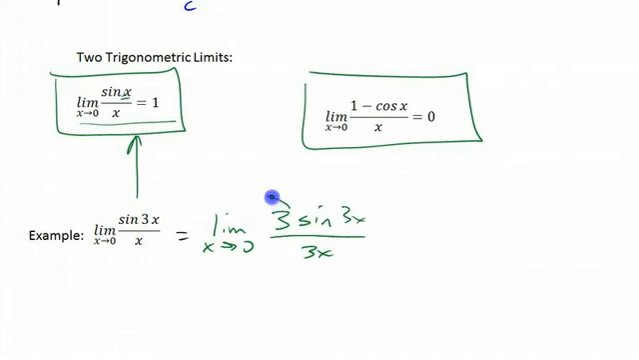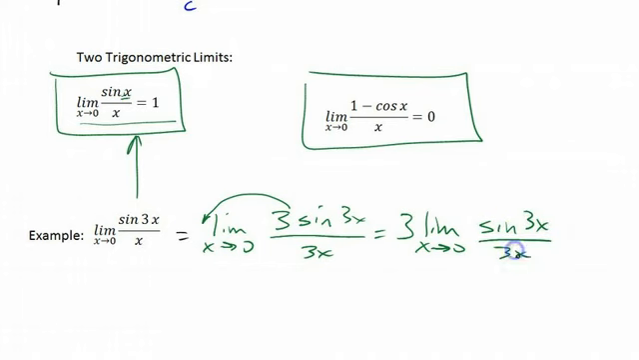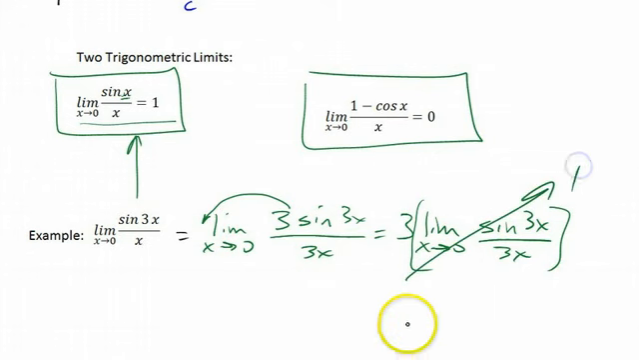And then this 3 now can move around to the front of the limit. And this whole limit is equal to 1. And so our answer is 3.